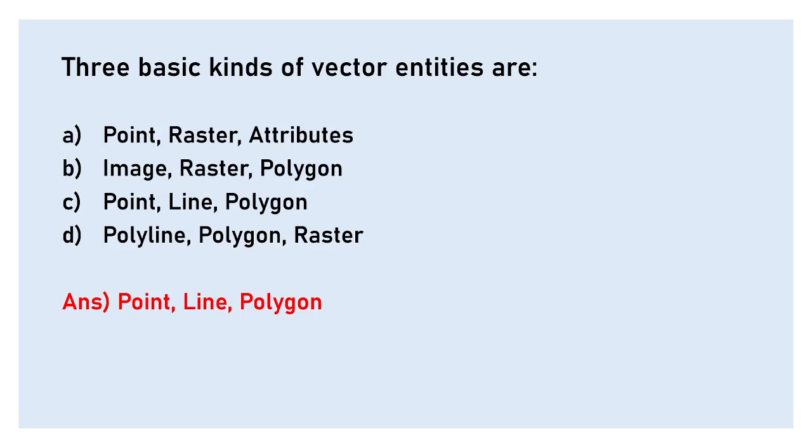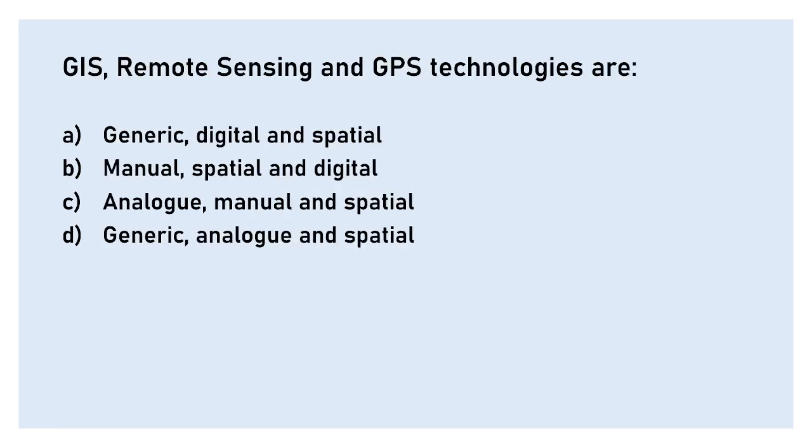This brings us to the next question. GIS, remote sensing and GPS technologies are what sort? We discussed this in the first problem solving session when we were discussing GNSS, GIS and remote sensing. GPS is something more familiar, which is why we have given it like that, but a wholesome term would be GNSS. So the answer is generic, digital and spatial.